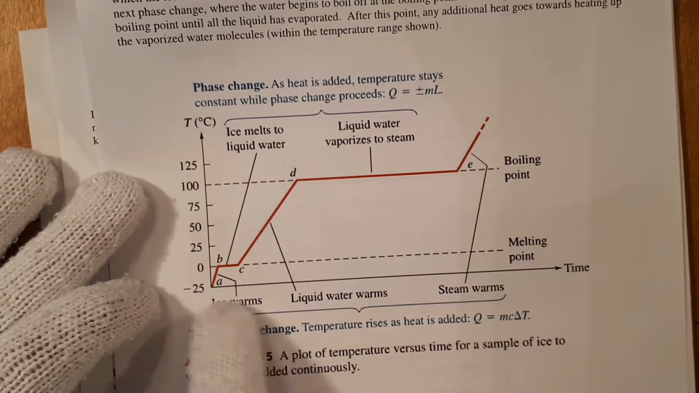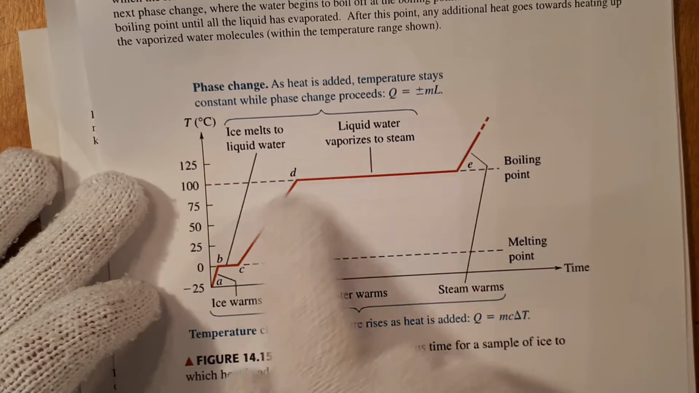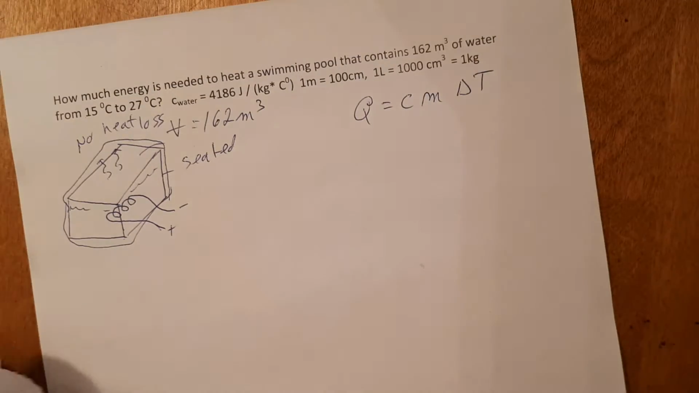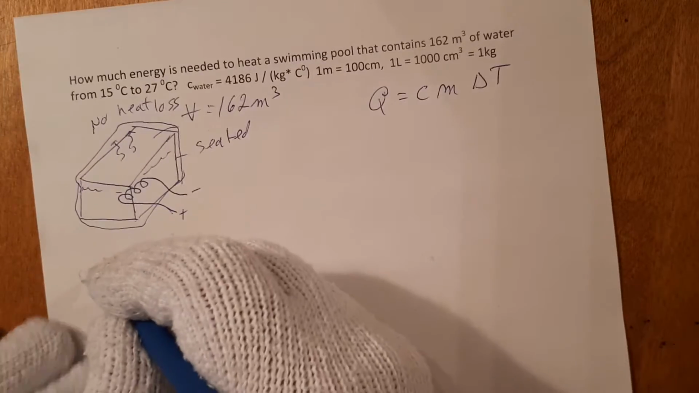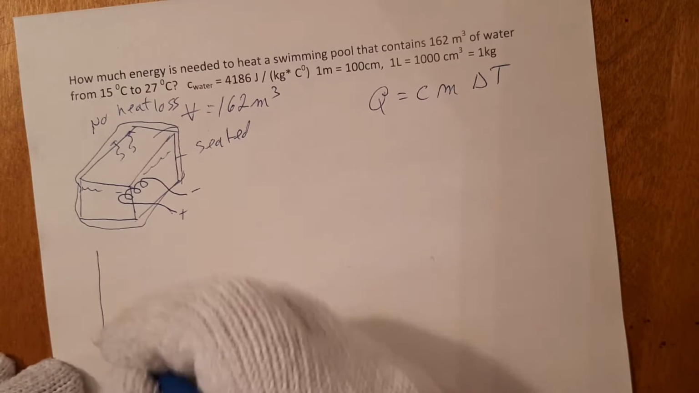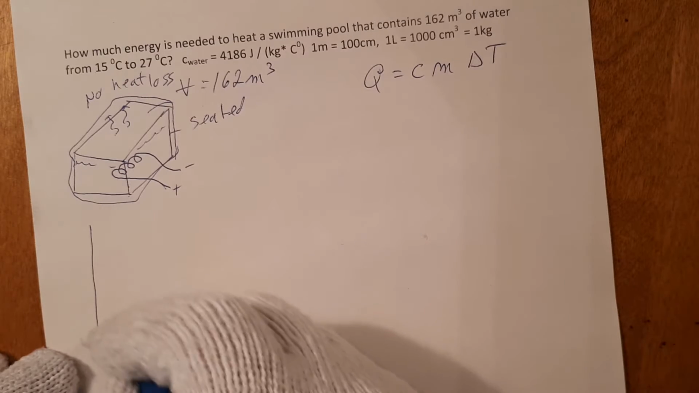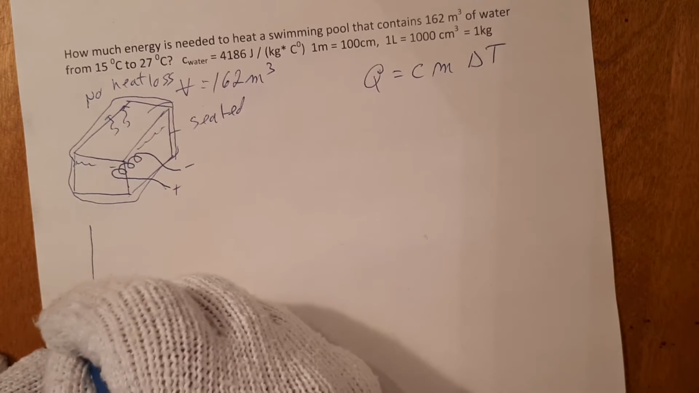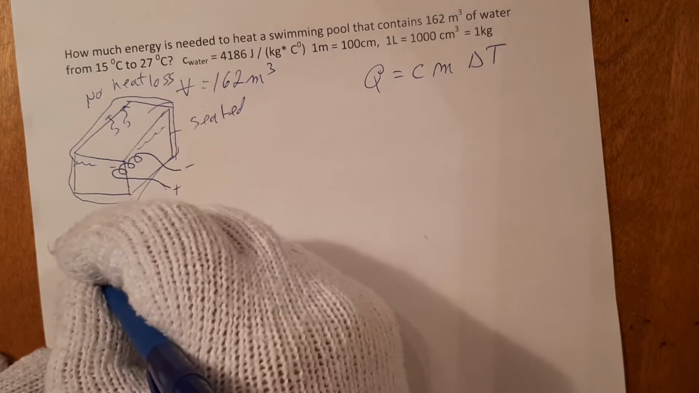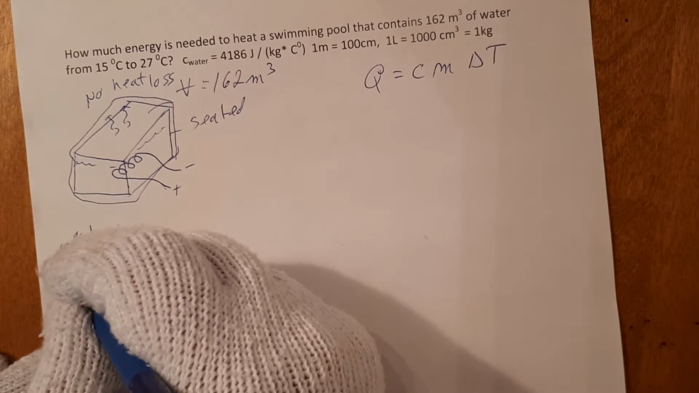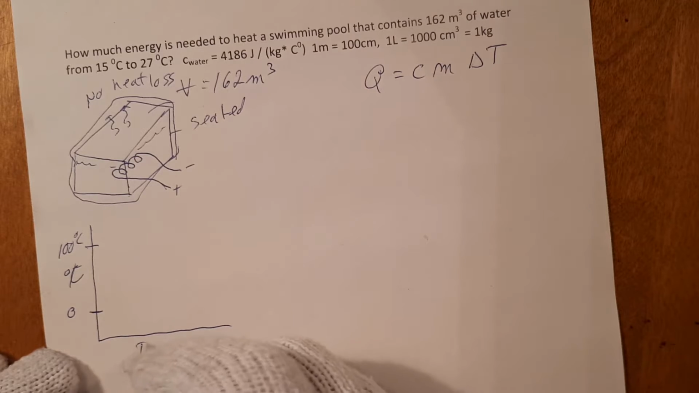So we have temperature versus time. I'm going to reproduce this chart on our word solution. I'll just reproduce it here. There's temperature, and here is time. And the two temperatures of importance are the freezing temperature of water and the boiling temperature of water in degrees Celsius.